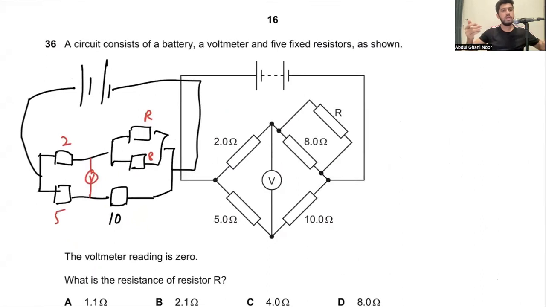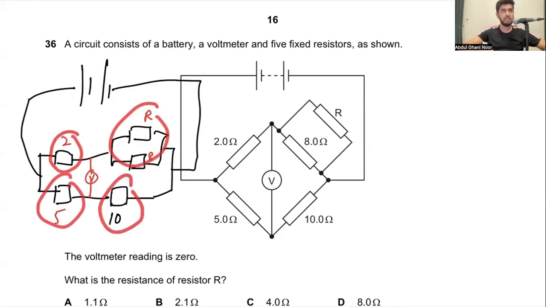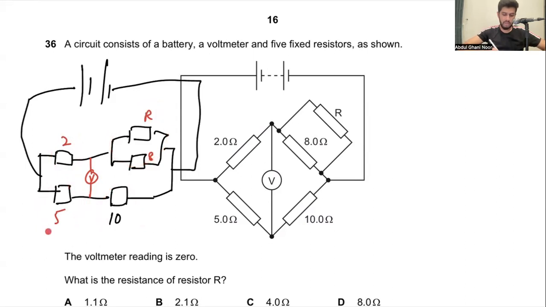Now you need to understand that because the voltmeter reading is 0, the ratio of this and this should be equal to the ratio of this and this. ठीक है, ये 5 से 10 हो गया, तो ये भी 2 का क्या होना चाहिए, डबल होना चाहिए, 4 होना चाहिए. अगर ये रेशियो सेम नहीं होंगे तो पोटेंशियल ड्रॉप सेम नहीं होंगे. सही, पोटेंशियल ड्रॉप सेम नहीं होंगे तो यहां पर वोल्टेज का डिफरेंस सेम नहीं होगा, which means these two should be equal to 4.